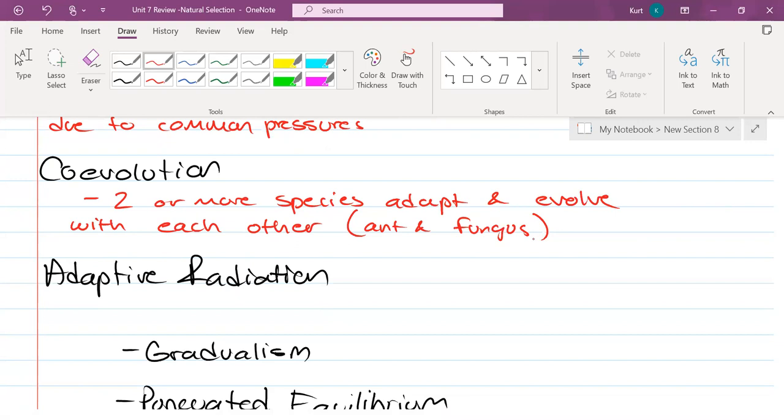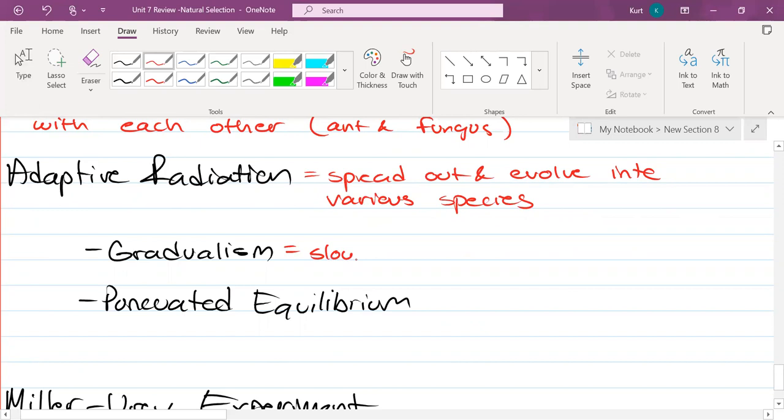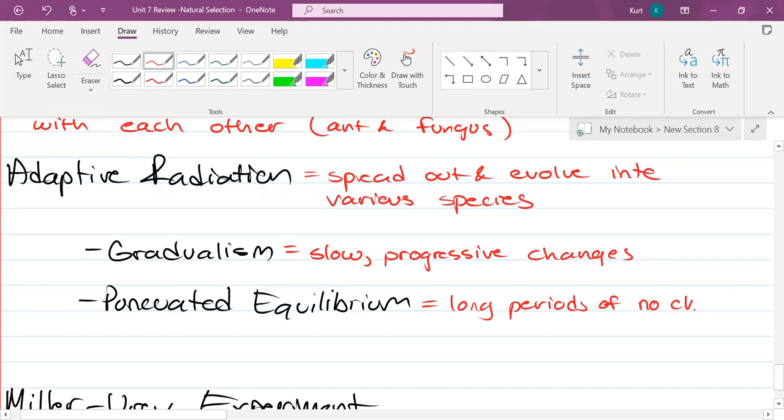All right, adaptive radiation is to spread out. That's what radiation means. And evolve into various species. Gradualism is slow, progressive changes. And punctuated equilibrium is long periods of no change with sudden periods of rapid change.